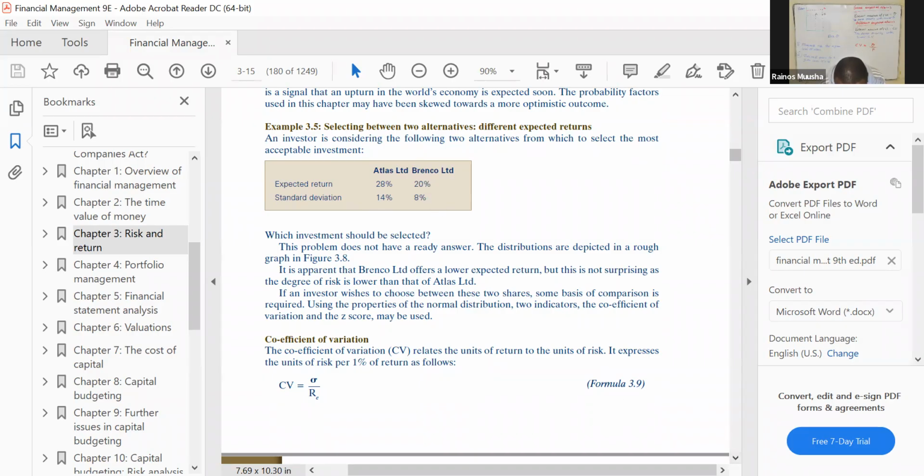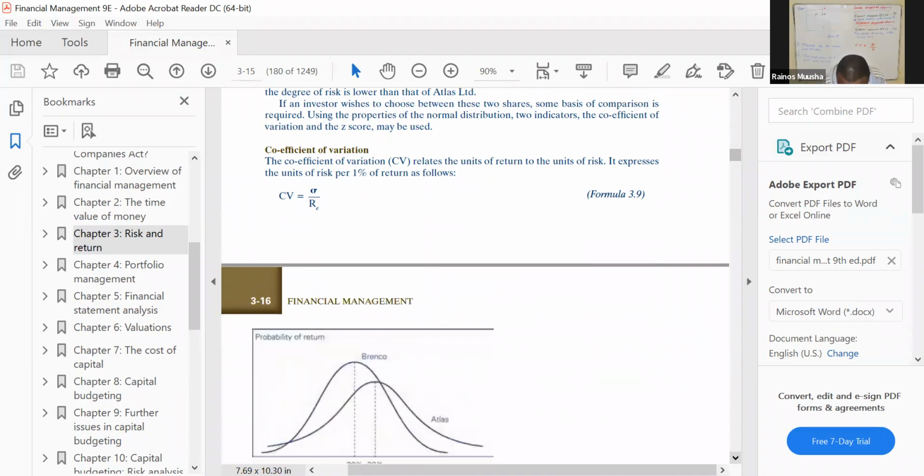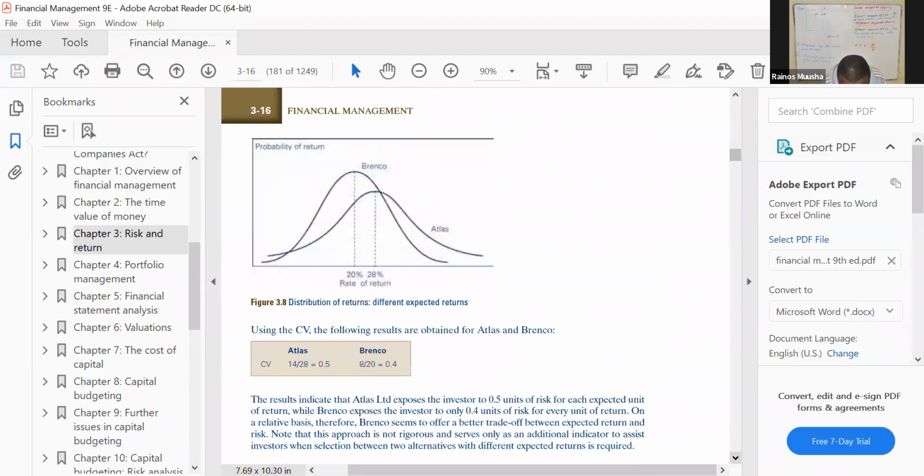They say you have to look at the calculation of the coefficient of variation. When you do that, you see that the coefficient of variation of Atlas is 0.5, and the coefficient of variation of Brenco is 0.4. The results indicate that Atlas exposes the investor to 0.5 units of risk for each unit of expected return, while Brenco exposes the investor to 0.4 units of risk for every unit of return. So on a relative basis, Brenco seems to offer a better trade-off between expected return and risk.